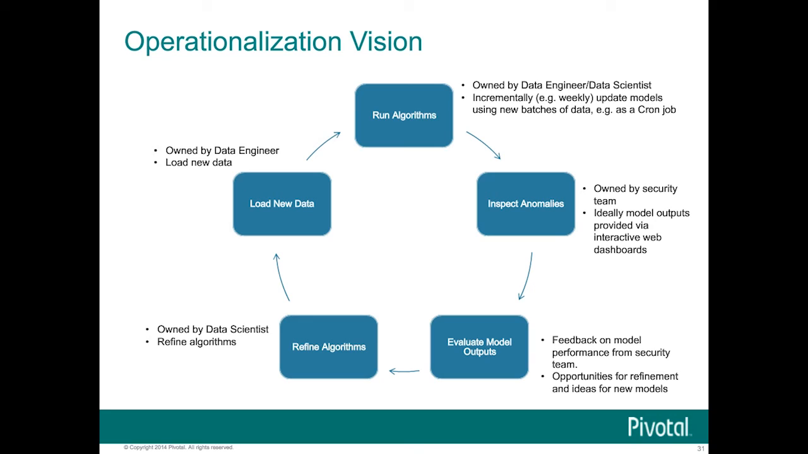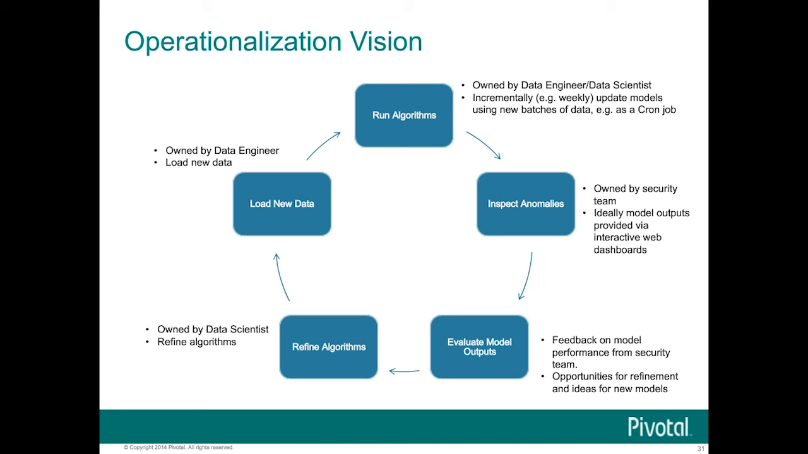Then the security experts in the organization can look into those anomalies and provide more feedback to the model. So ideally, the model outputs would be provided via interactive dashboards. We also have an app development wing at Pivotal, the Pivotal Labs, which actually develops mobile apps for organizations.